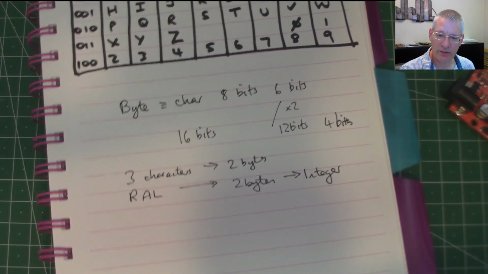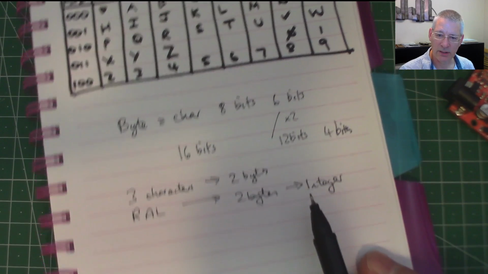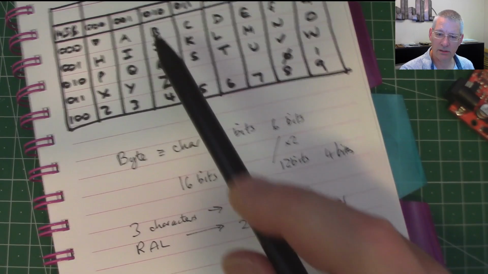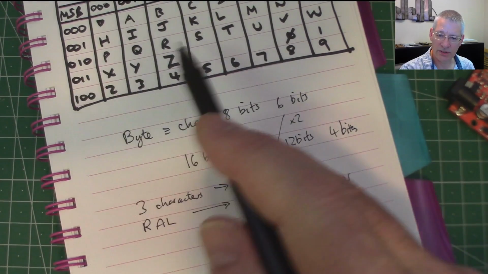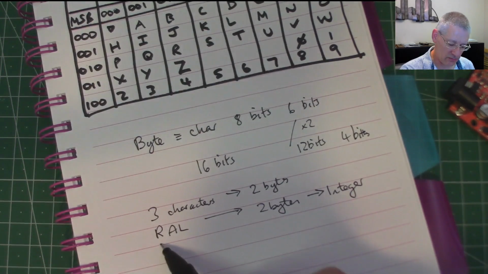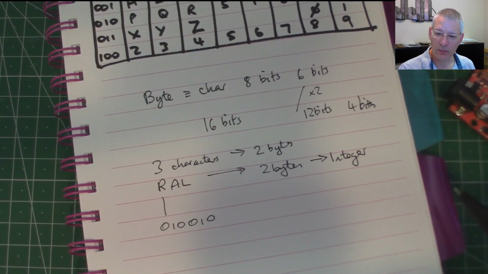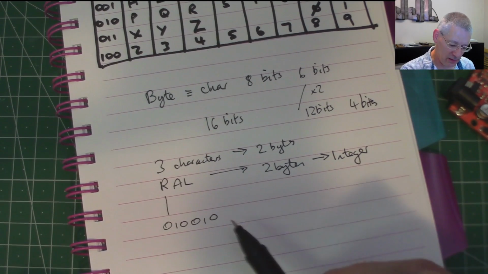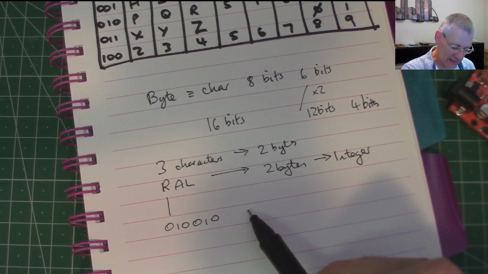So let's carry on with this. We're looking at RAL. How do we encode that into 2 bytes? Well, going by this lookup table, the R is 010, 010. Now, quick as a flash, you'll no doubt be able to convert that binary representation of a character into a value. And we say, right, 010 010 is in fact 18.